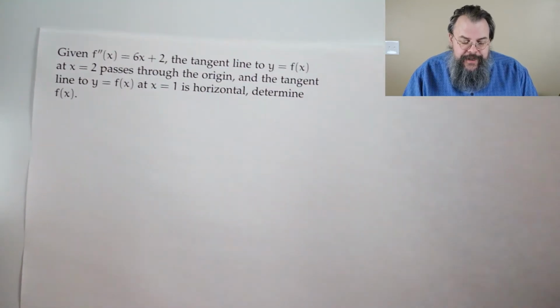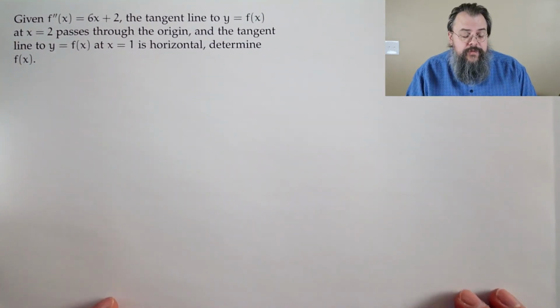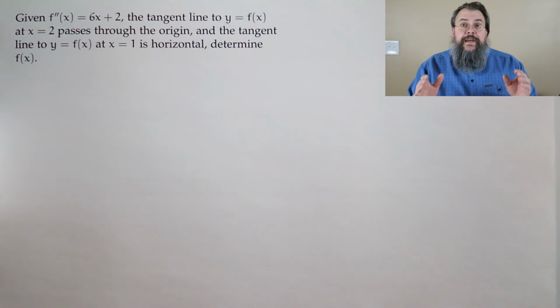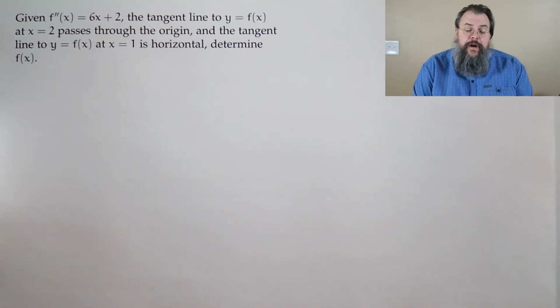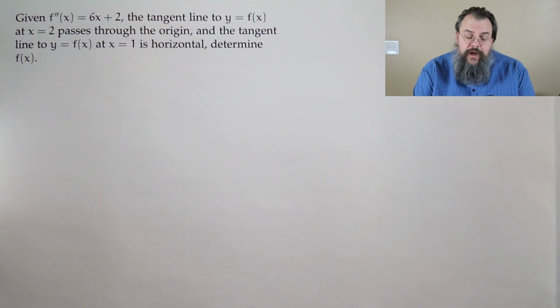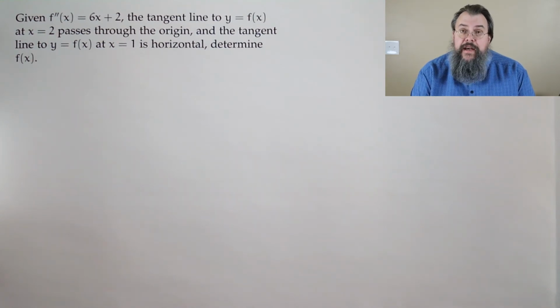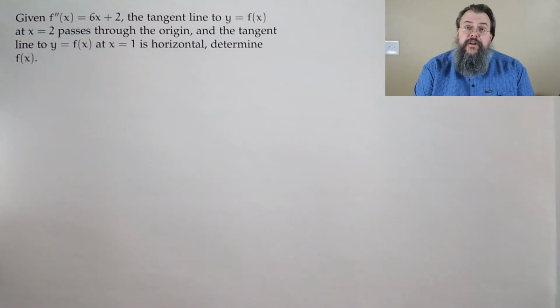Well, I think we have time for one more problem, and let's do something kind of similar to the last one. Another initial value problem. Given f double prime of x is 6x plus 2, the tangent line to y equals f of x at x equals 2 passes through the origin, and the tangent line to y equals f of x at x equals 1 is horizontal. Determine f of x.